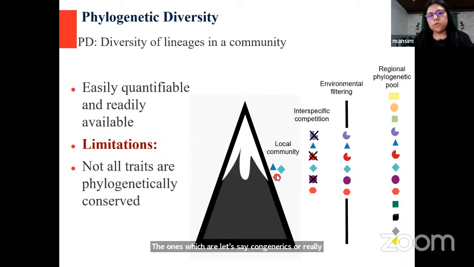So again, your local community will be a trade-off between how closely related and how distinctly related the species in the local community are. So now we have a framework. We know there is environmental filtering. We know there is interspecific competition. And we know that we can use functional traits and phylogenetic diversity to study the importance of environmental filtering and interspecific competition.